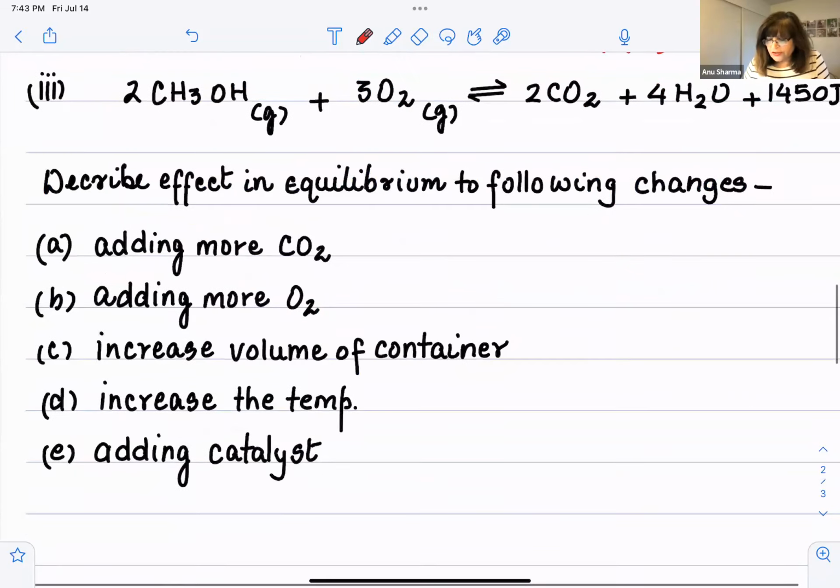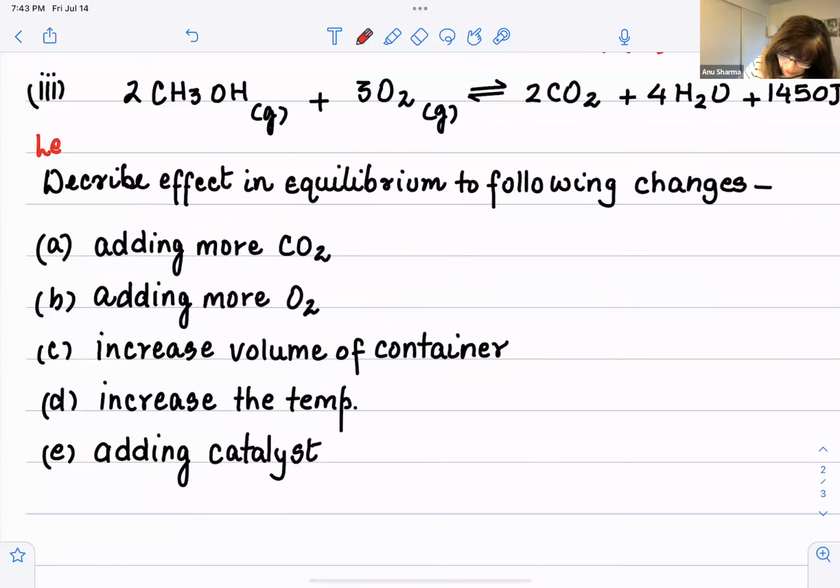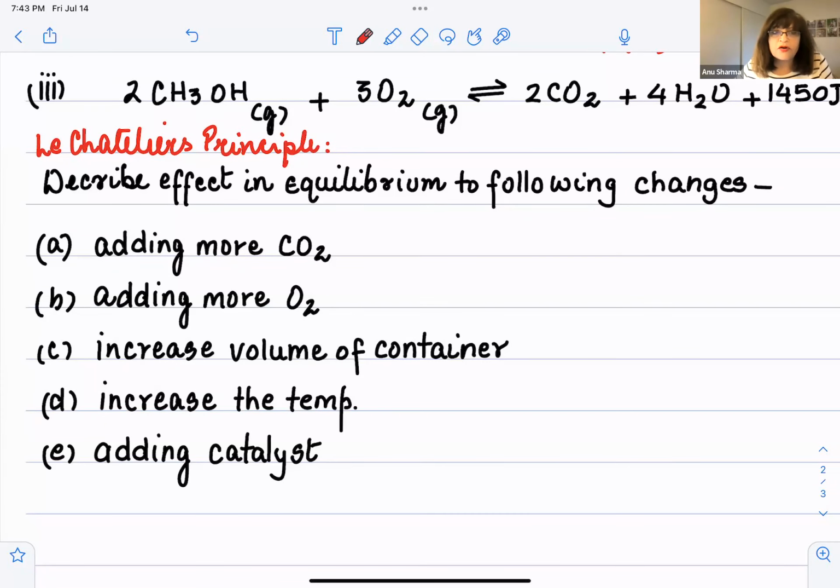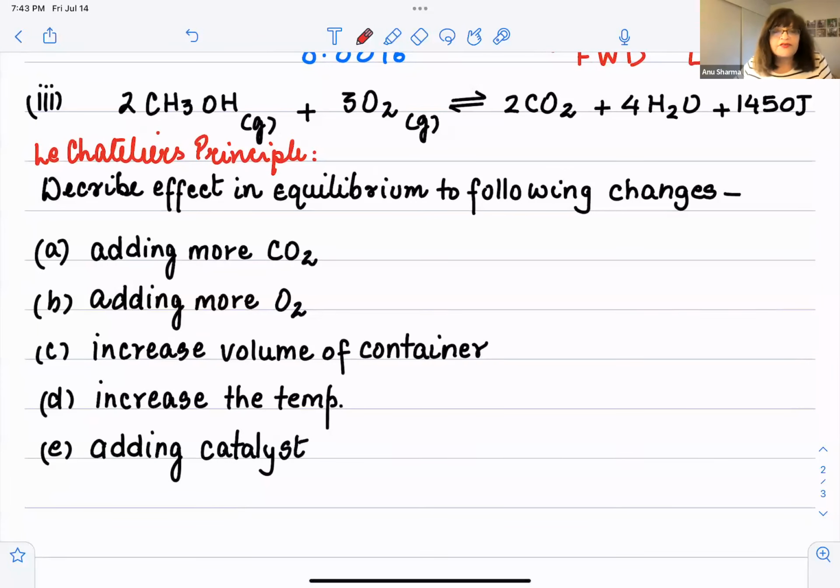Next is Le Chatelier's principle. There is always going to be one question from Le Chatelier's principle on the exam. Now here, what do you see? You are given methanol, CH3OH, reacting with oxygen, basically a combustion reaction, and that's giving you carbon dioxide, water, and you are generating heat. So this number means heat. That means this is an exothermic reaction. The heat is being liberated.